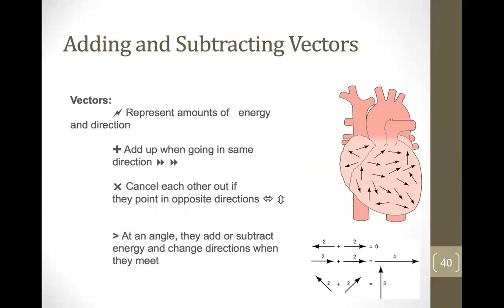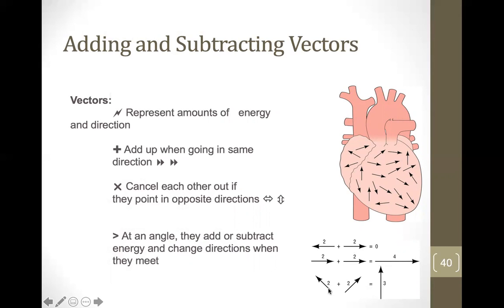When you have vectors that are going in the same direction, such as right here, where you've got a unit of energy and a direction here, and it's another unit of energy going the same direction, it basically will just add together, right? They can also cancel each other out if they're going in opposite directions. So if we have the same amplitude of energy, the same amount of energy, but it's going in two different directions, it can cancel each other out.